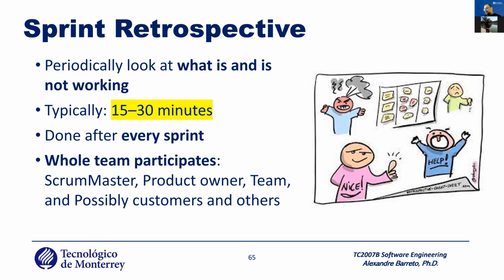After the review, or 1 day after, you have the retrospective. The retrospective takes around 15 to 30 minutes, no more than that. And it happens after the sprint, okay, and before the next one. Again, all the team participates: the Scrum Master, the PO, the team, and a few customers.